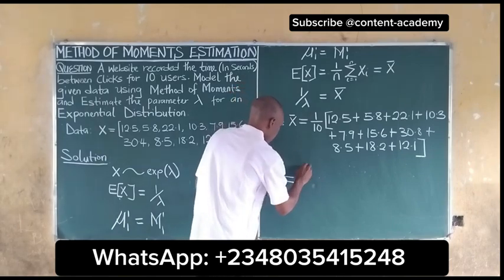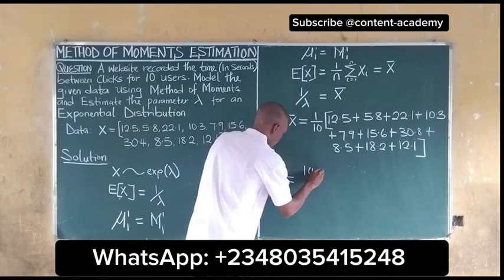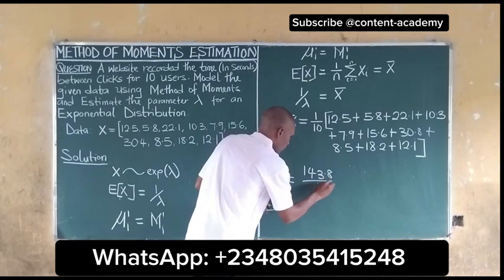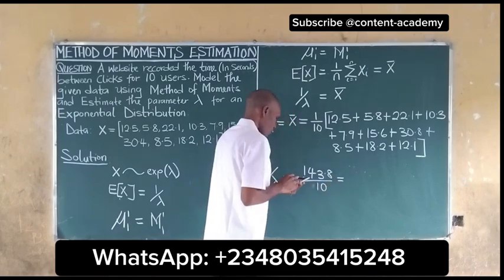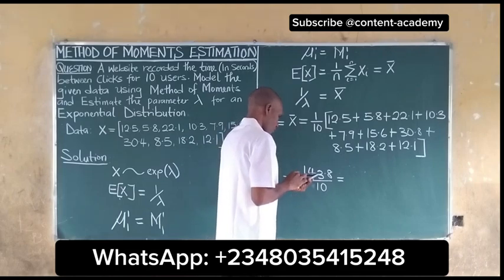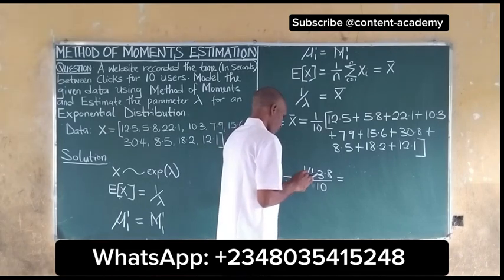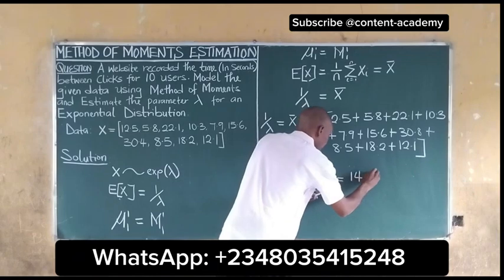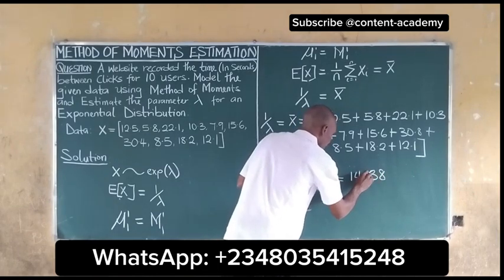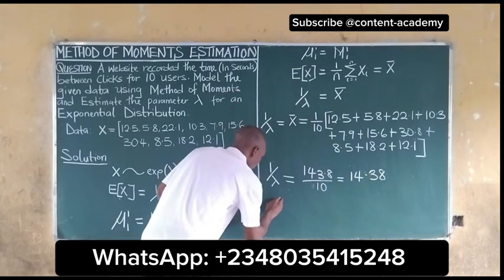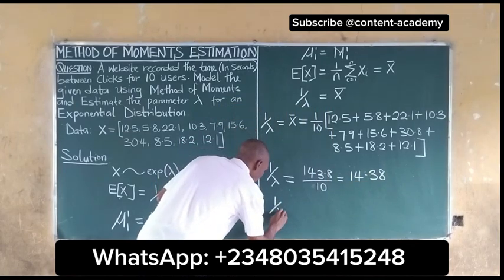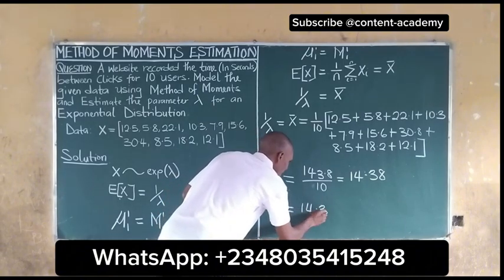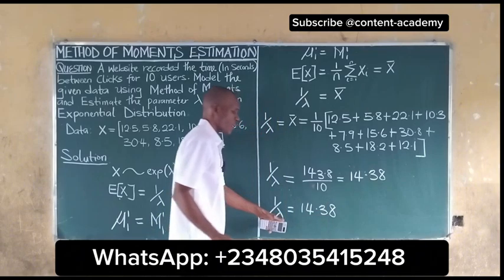So we have 143.8 over 10, which is equal to 14.38. So we got 14.38. It then means that 1 over lambda is equal to 14.38. But we are not done here.